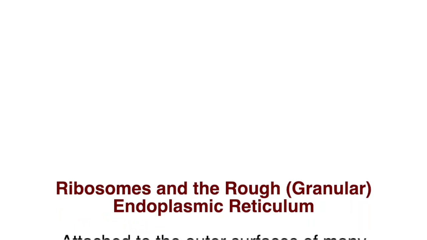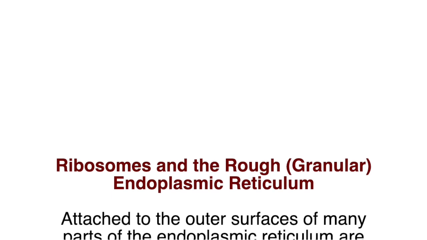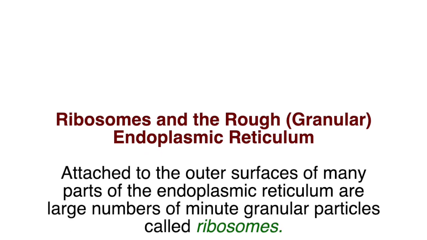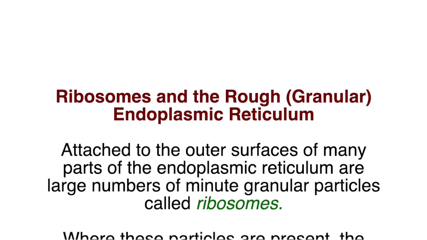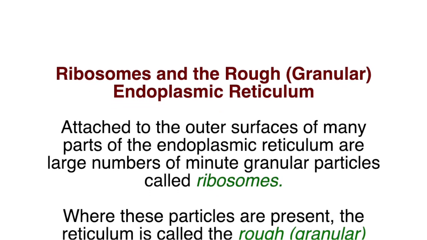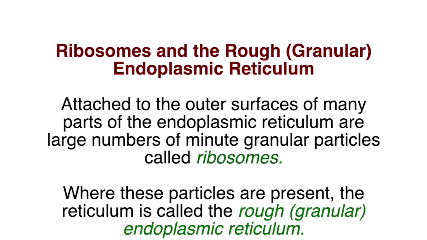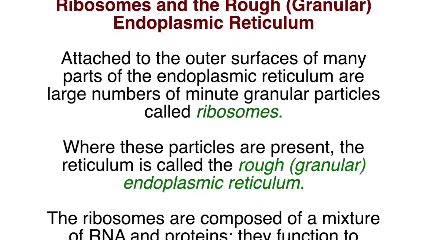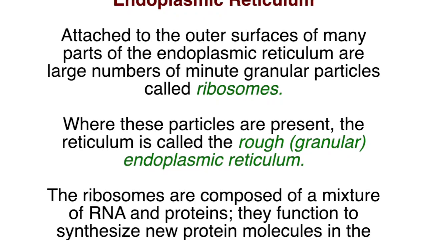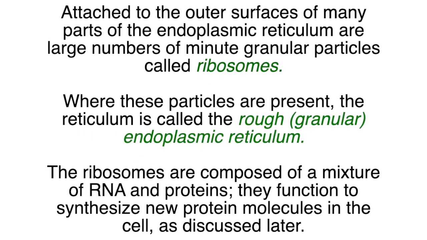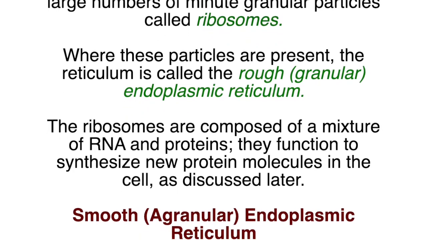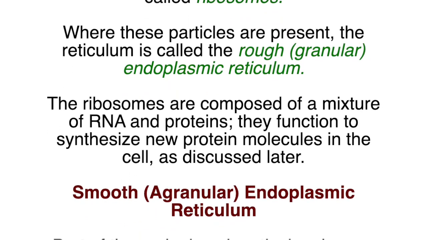Ribosomes and the rough or granular endoplasmic reticulum. Attached to the outer surfaces of many parts of the endoplasmic reticulum are large numbers of minute granular particles called ribosomes. Where these particles are present, the reticulum is called the rough or granular endoplasmic reticulum. The ribosomes are composed of a mixture of RNA and proteins. They function to synthesize new protein molecules in the cell, as discussed later.